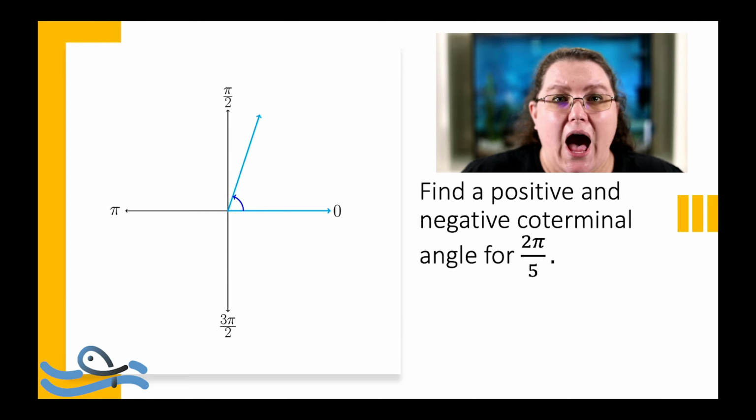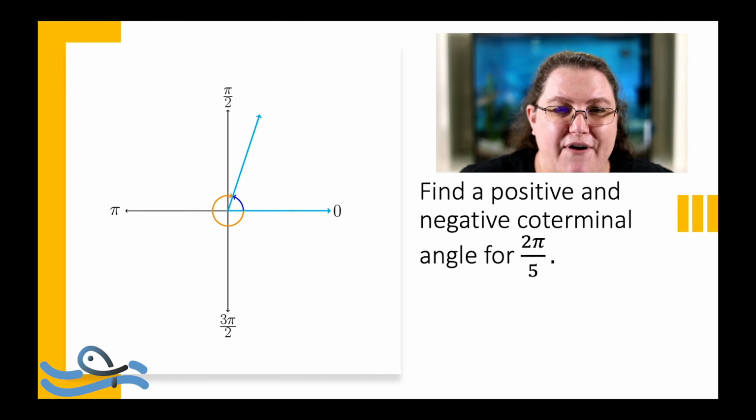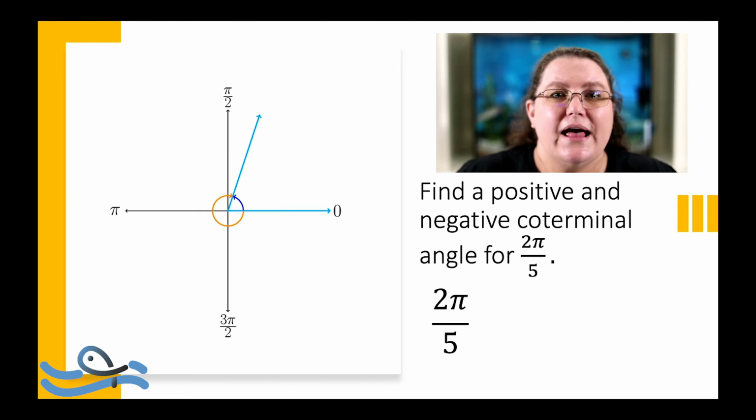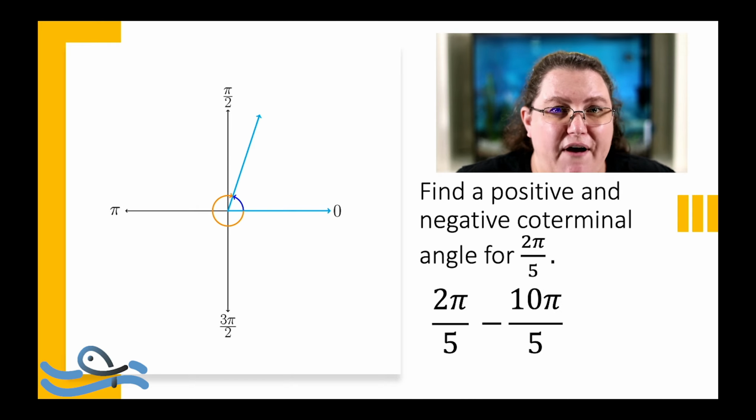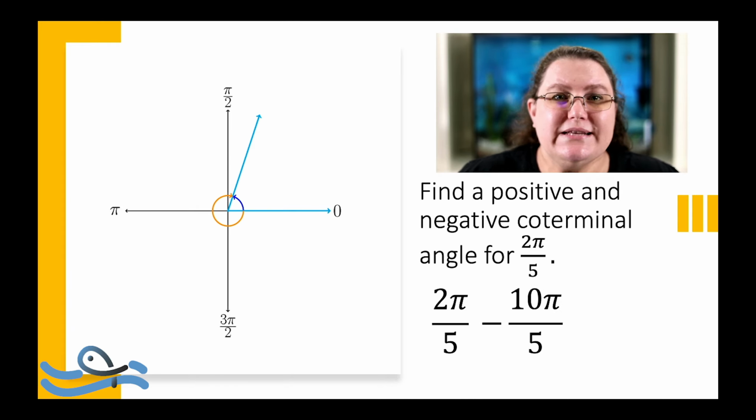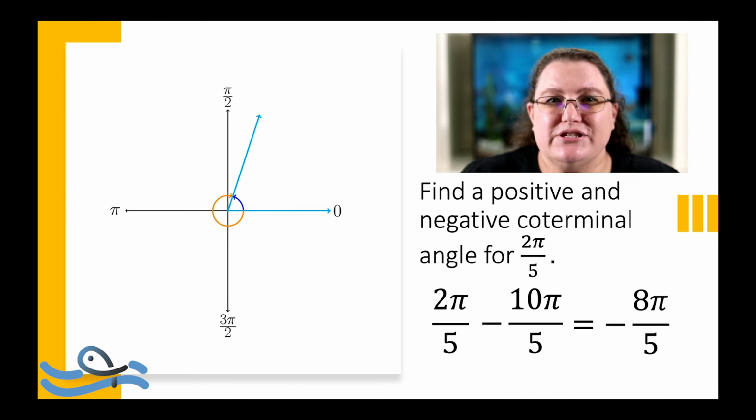Now suppose I went in the negative direction before landing on the same terminal side as 2 pi over 5. Then I would get the angle that's pictured right here. What angle is that? To find out, I would take 2 pi over 5 and subtract 2 pi, which is the same thing as subtracting 10 pi over 5. Now 2 pi over 5 minus 10 pi over 5 is negative 8 pi over 5. That means that negative 8 pi over 5 is coterminal with 2 pi over 5.